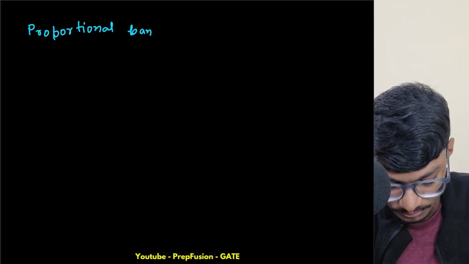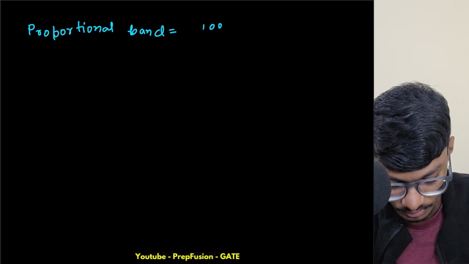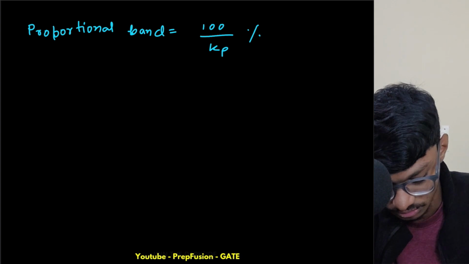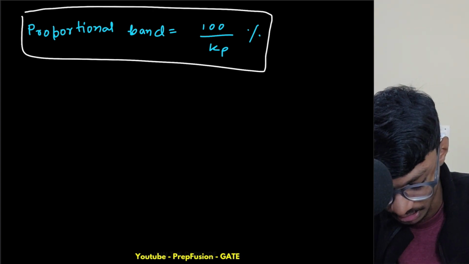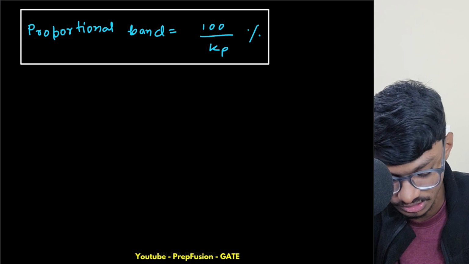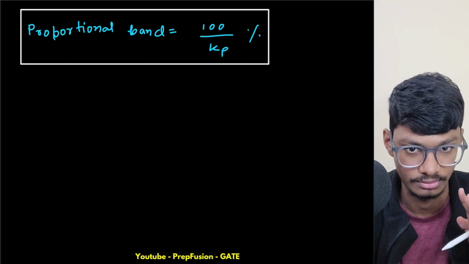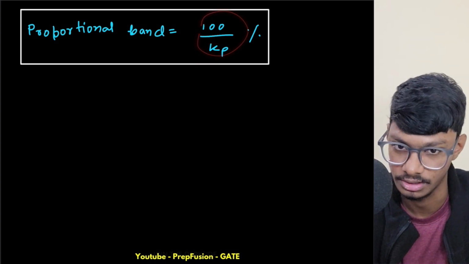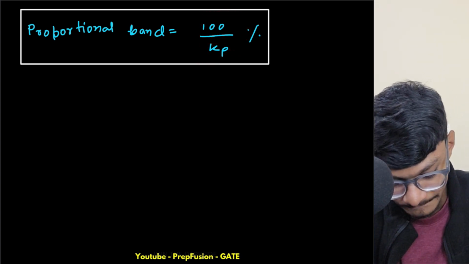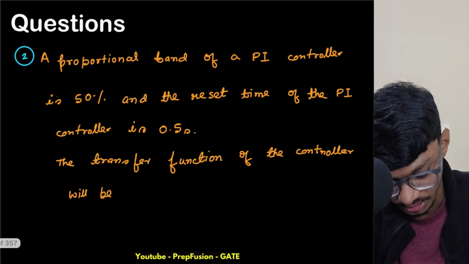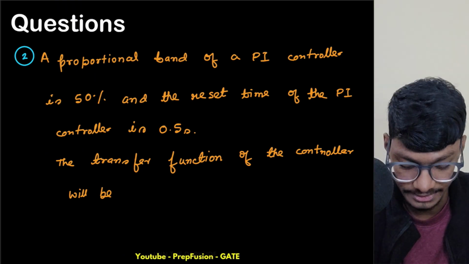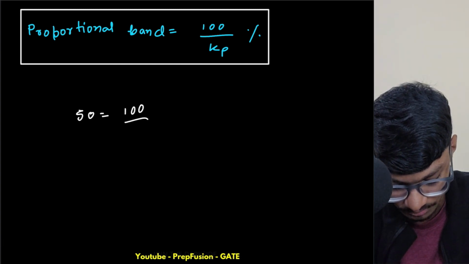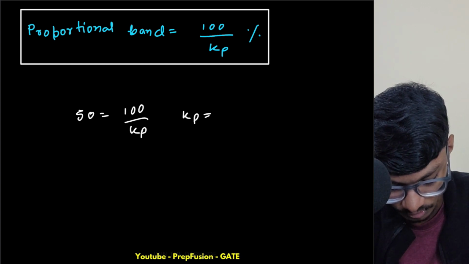So proportional band is simply 100 by kp percentage. Okay, so this is the formula. This you have to remember. But how do you remember? Proportional is written, that means it is talking about the proportional controller, so kp. So proportional part of the PI controller. So it will give me information of the kp, but you have to remember this 100 by kp percentage. Now let's find it. So here what they have told, the proportional band is 50%. So 50 equals 100 by kp. So my kp will be equal to 2.